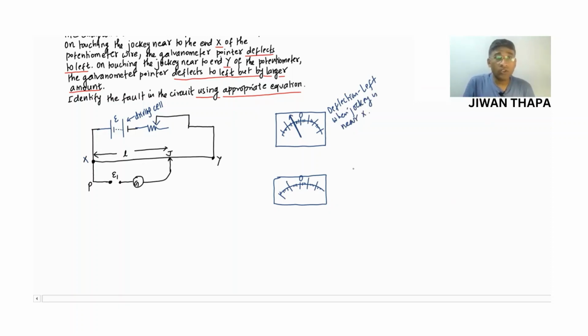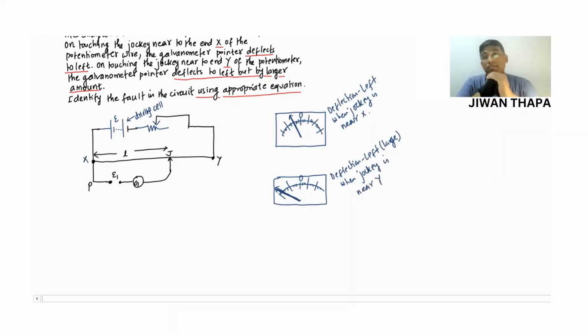Next, on touching the jockey near to end Y of the potentiometer, the galvanometer pointer deflects to left but by larger amount. Next, the deflection is large and to left. So we find deflection is left and is large when jockey is near end Y.